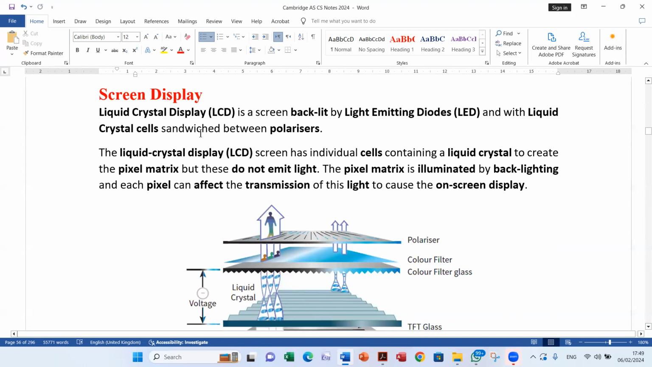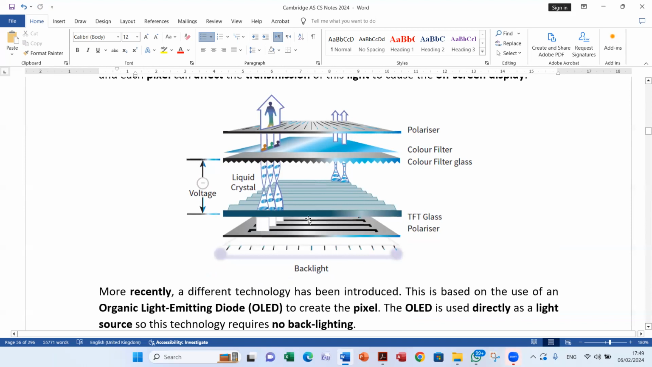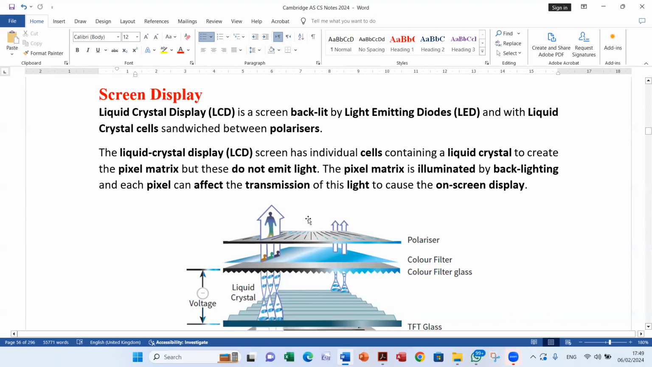Okay, is a screen backlit by light emitting diode. So the backlight of the screen is light emitting diode LED with liquid crystal cell. So we have the LCD, which stands for liquid crystal display. So we have liquid crystal cells that represent pixels of the picture. The liquid crystal display LCD has individual cells that contain a liquid crystal to create the pixel.